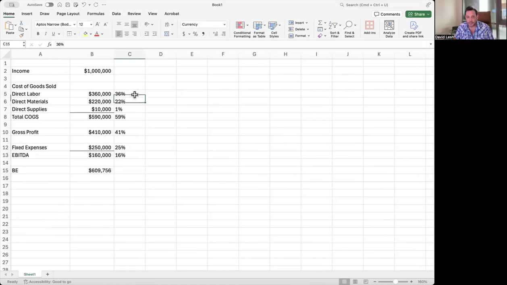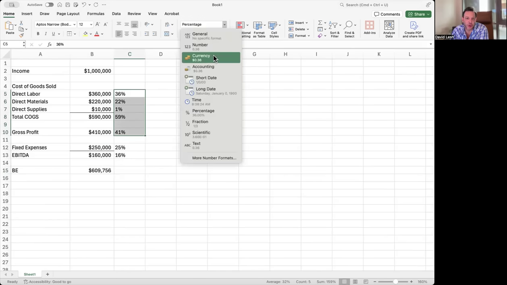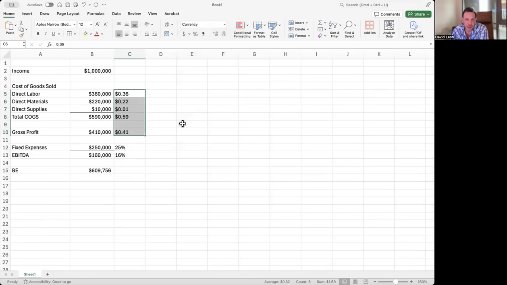Another really good way, and there's an article on my blog about KPIs I did in LMT, is looking at your COGS items in dollars and cents. It costs you 36 cents on the dollar in direct labor, 22 cents in materials, 1 cent in supplies. So your total cost to make the product is 59 cents on the dollar. That leaves you with 41 cents on the dollar to pay your fixed expenses of $250,000. So how many times do I need 41 cents to pay $250,000? I need it 609,000 times.